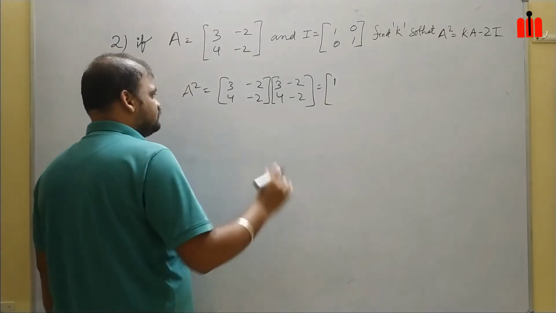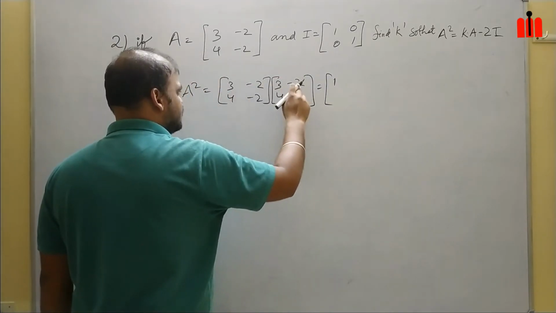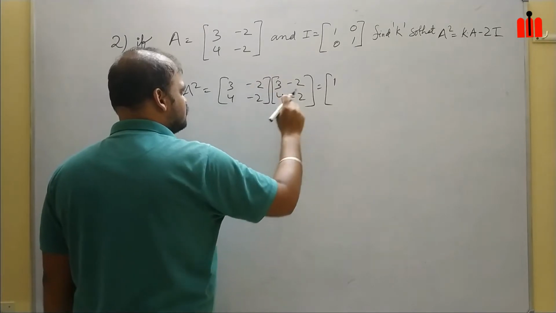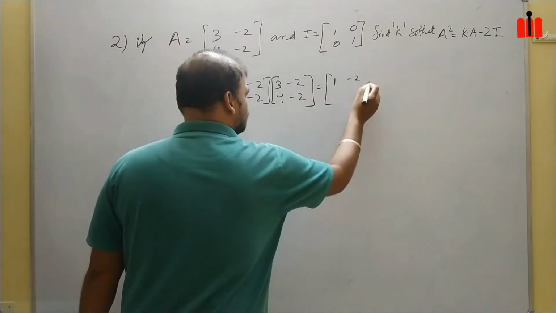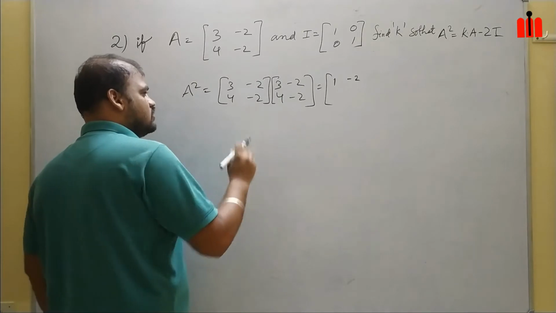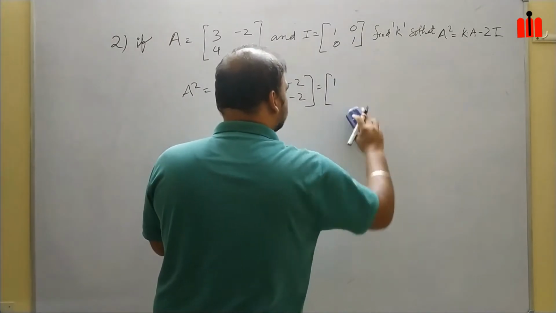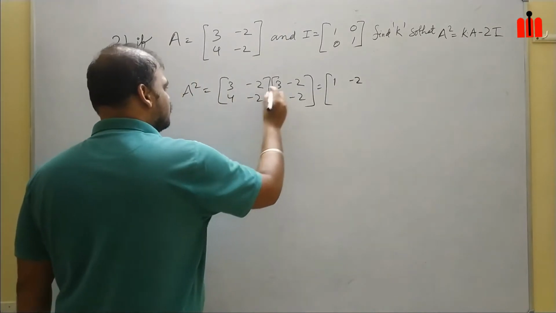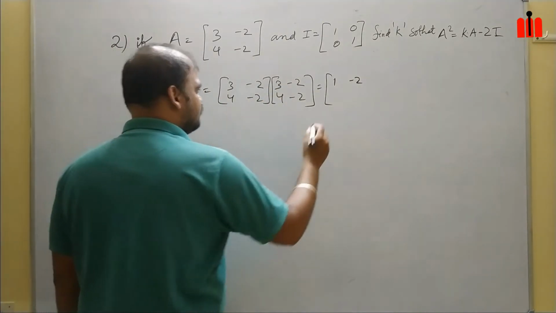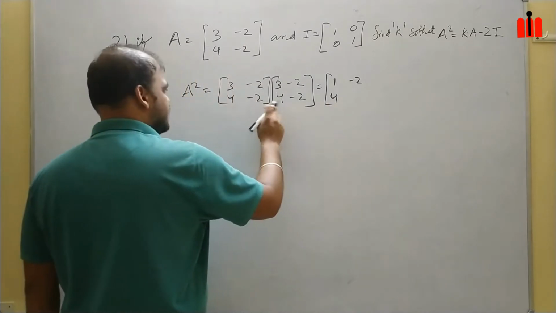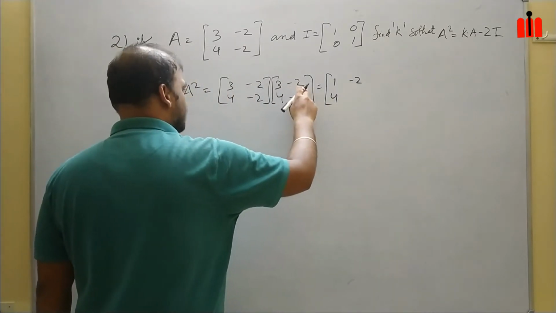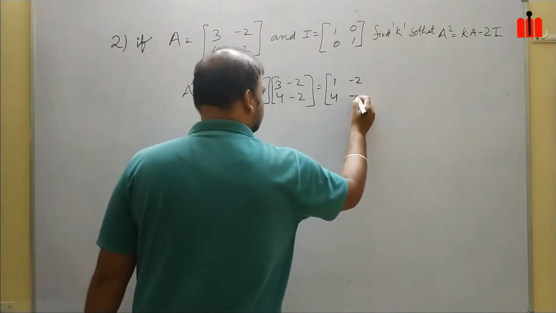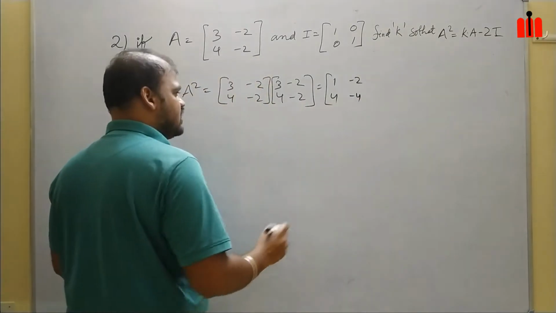First element is 1: 3 minus 2 minus 6 minus 2 minus 2, 4. So it is minus 2. Minus 6 plus 4 is minus 2. So here it is minus 2. 4 times 3 is 12 minus 8, 4. 12 minus 8 is 4. 4 minus 2 minus 8, minus 2 minus 2 plus 4. Minus 8 plus 4 is minus 4.